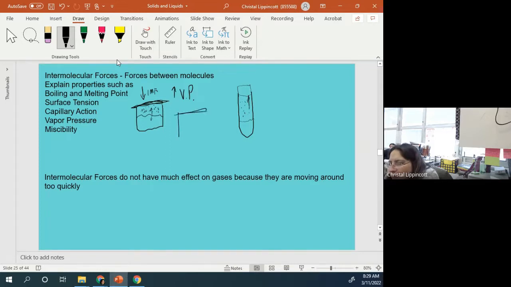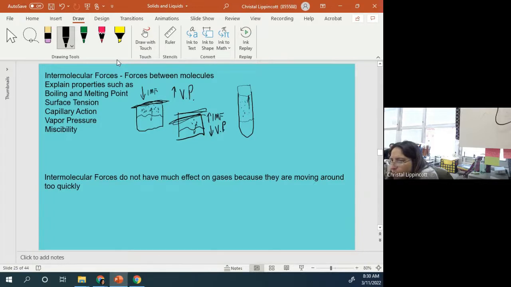High IMFs in a sealed container. So here's my sealed container. Here's my liquid. Very few of them are going to go up, and so you won't have as much pressure from that gas exchange between the gas and the liquid. Does that make sense? These are held tighter together, so fewer of them go up. So this is going to be high IMF equals low vapor pressure.